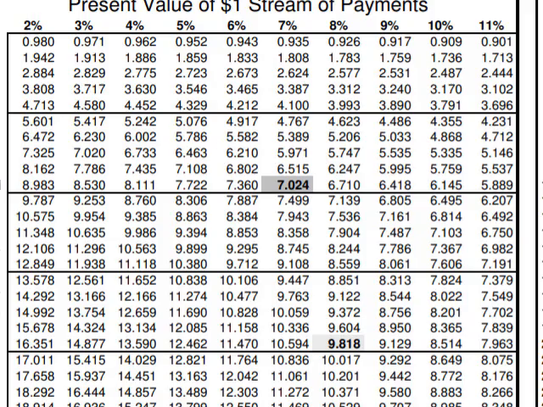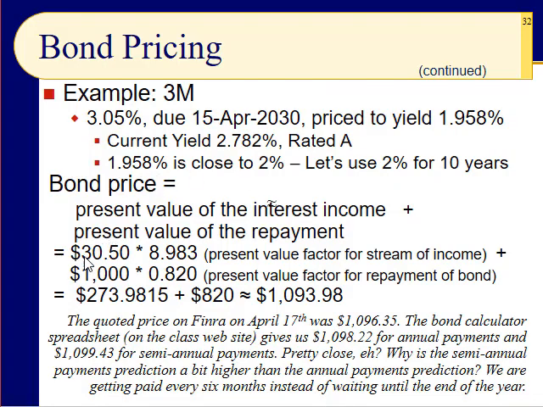So if we go back to the presentation, you'll see I took the $30.50 that we're going to get every year for the next 10 years. I then multiply it times 8.983, and that gives me $273.98. Close enough, right? Because we're going to get $305. $30.50 times 10 is $305.